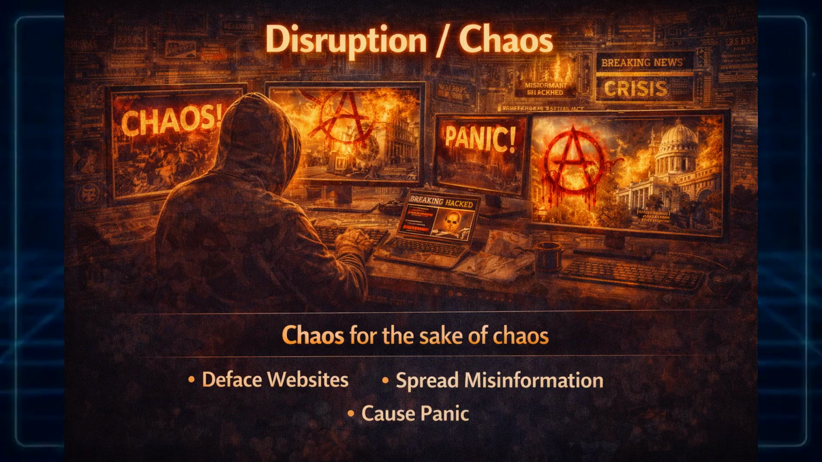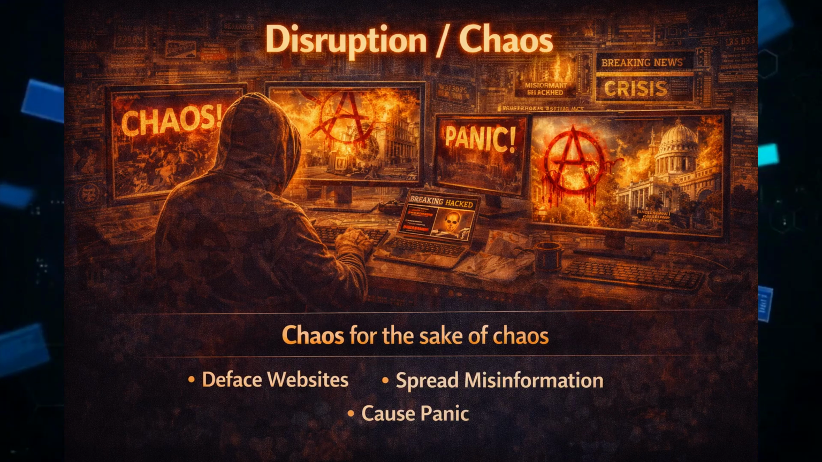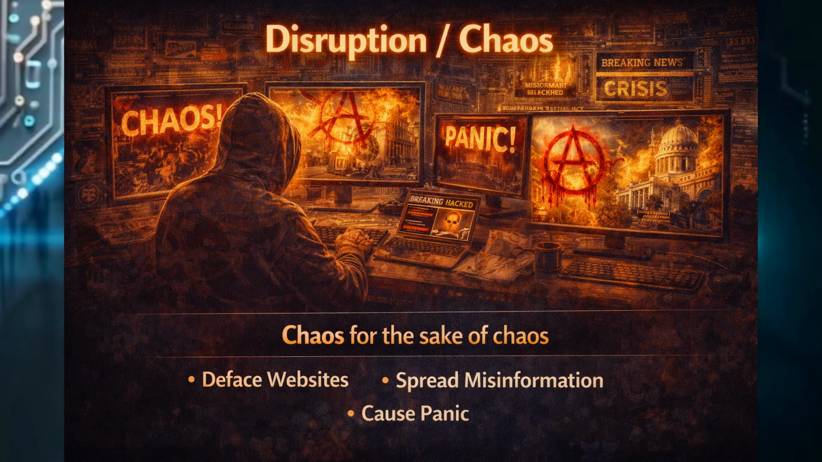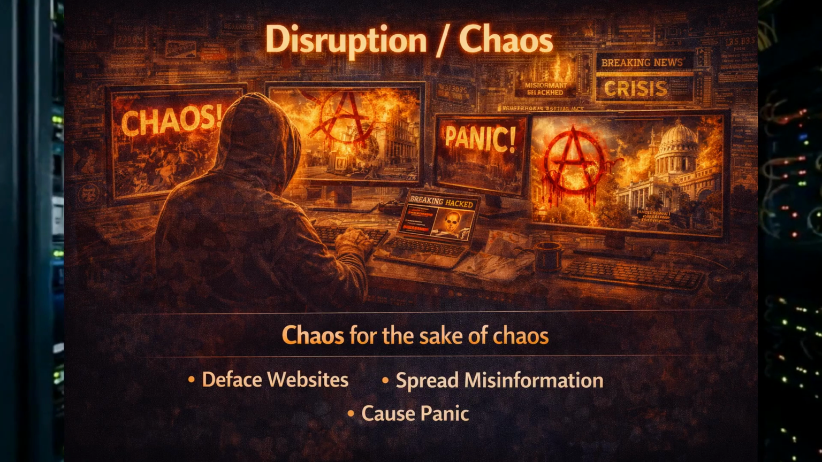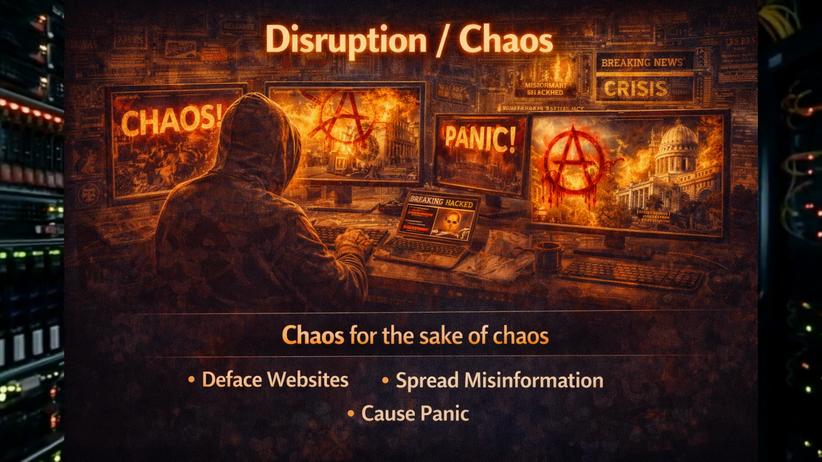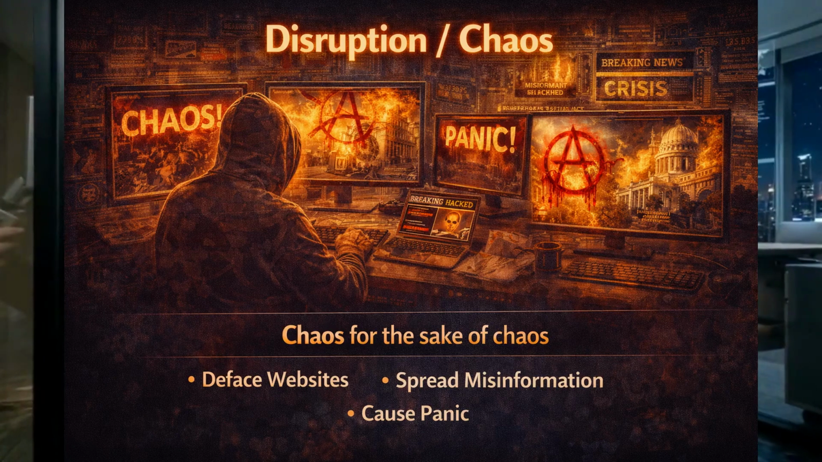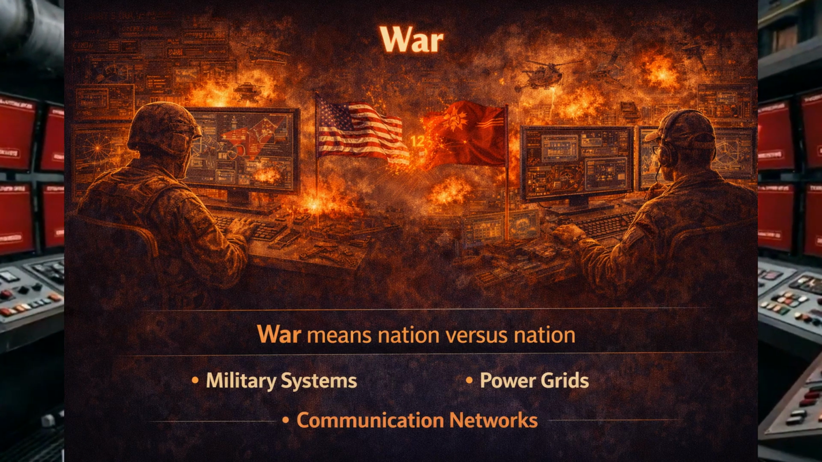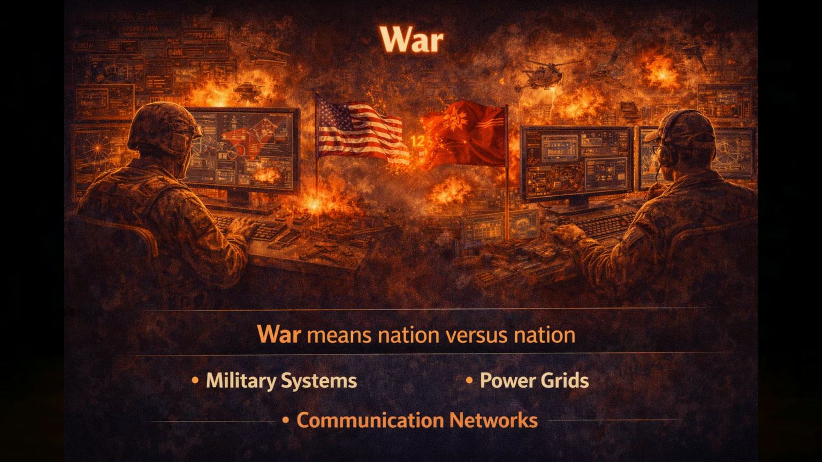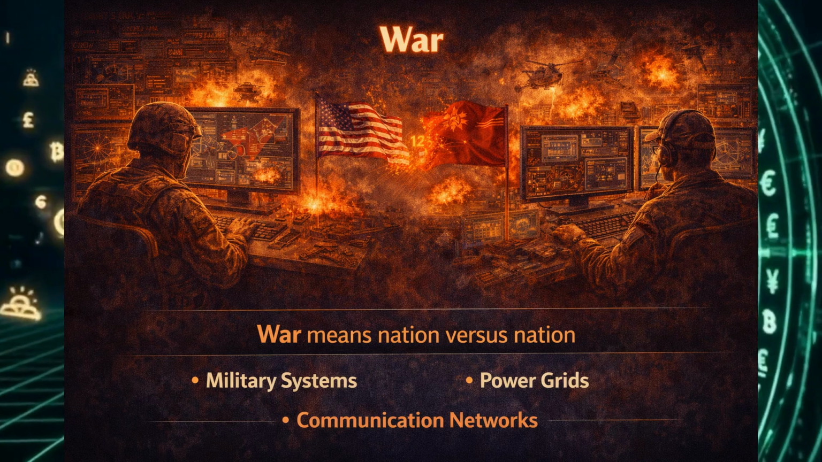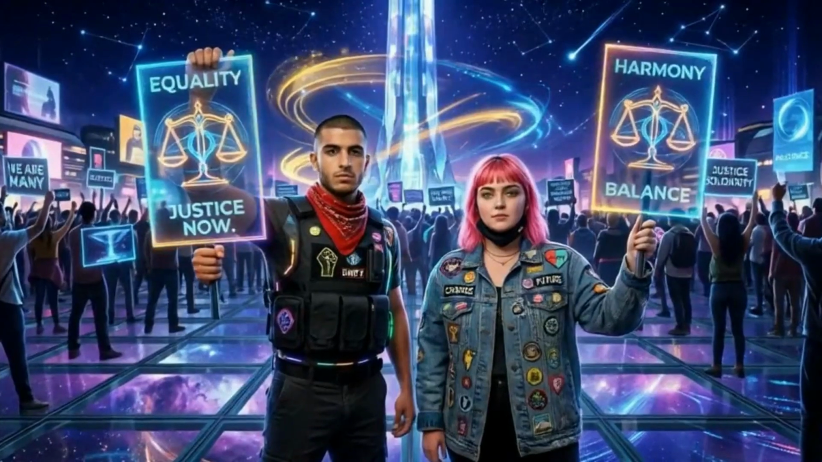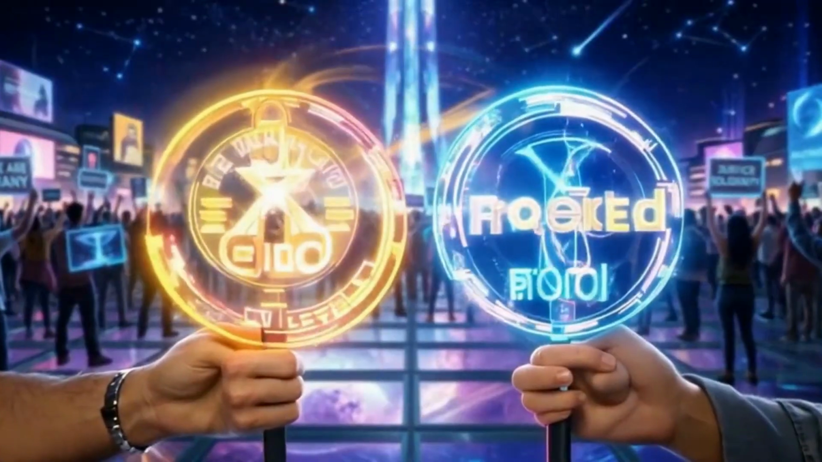Motivation 9, chaos, destruction for disruption. Some attackers simply want to create confusion and instability. They may deface websites, spread misinformation, or create panic. The goal is disruption, not money. For the exam, remember, chaos equals disruption for its own sake. Motivation 10, war, cyber warfare. Cyber warfare involves attacks between nations during conflicts. Targets may include military systems, power grids, or communication networks. Cyber warfare is now part of modern warfare. For the exam, remember, war equals nation versus nation.